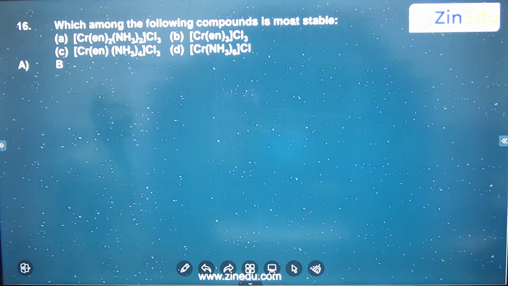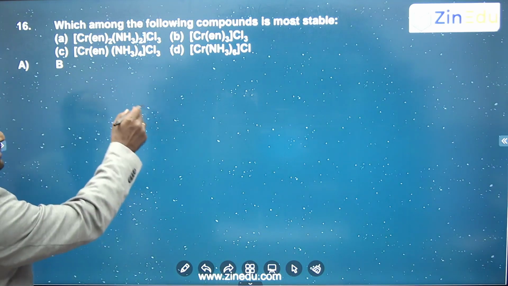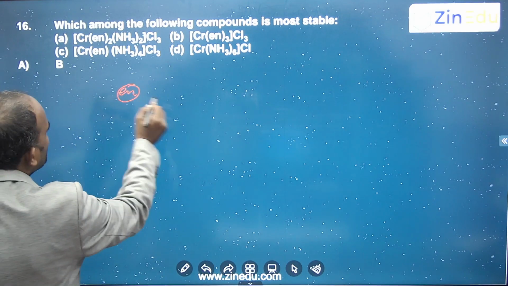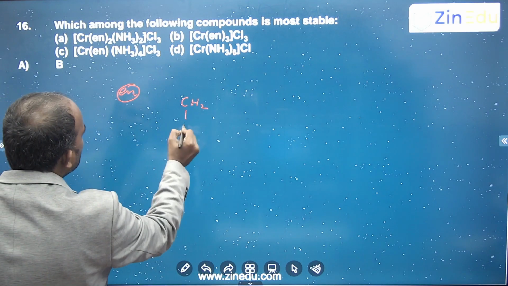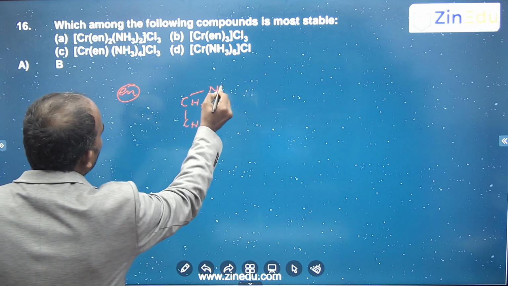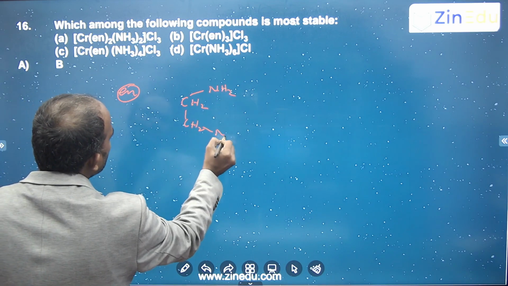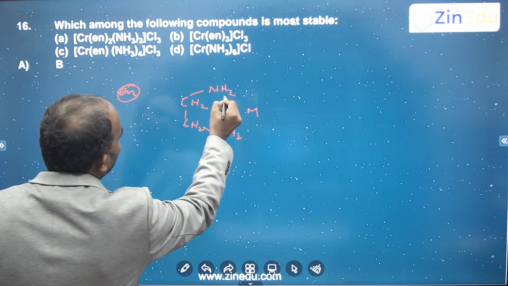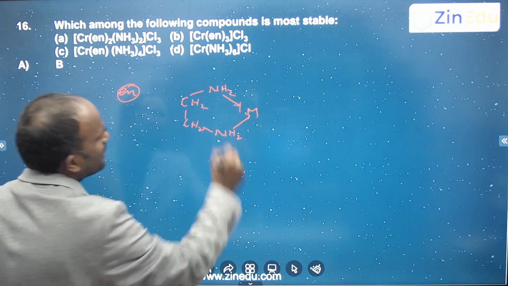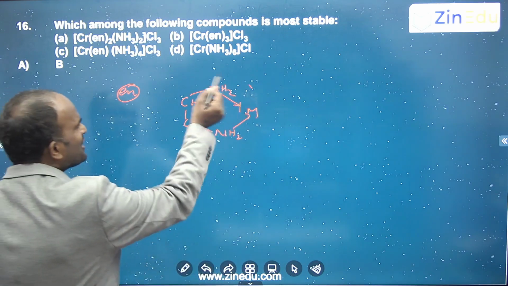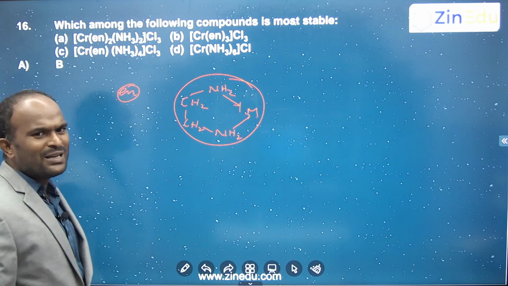Which among the following compounds is the most stable? If you look at all these options, we could find ethylene diamine, CH2, CH2, NH2, NH2. So when you have a metal like this, it is going to form a chelation, a chelate complex, which is always stable.